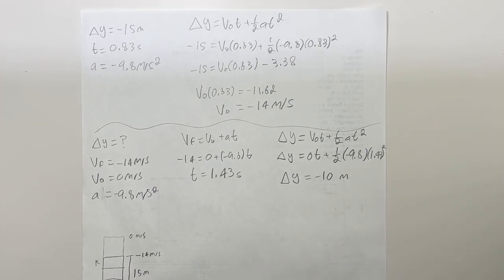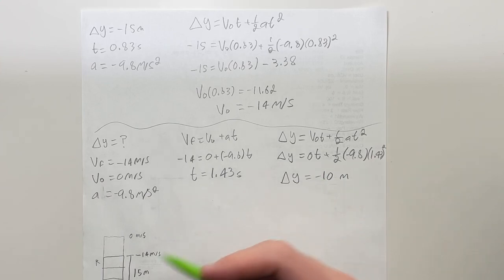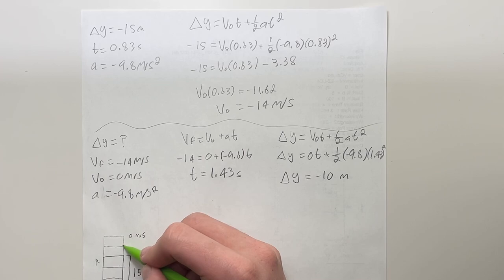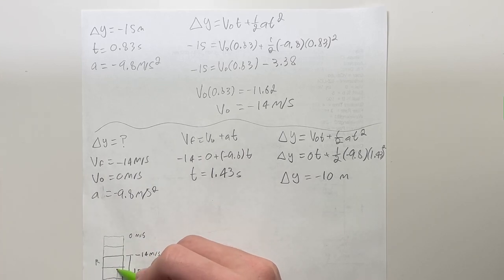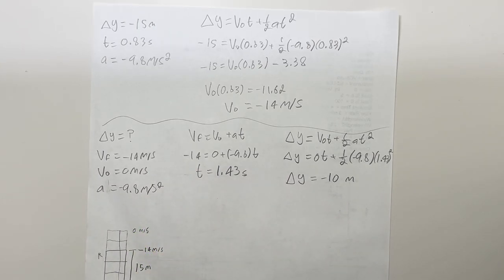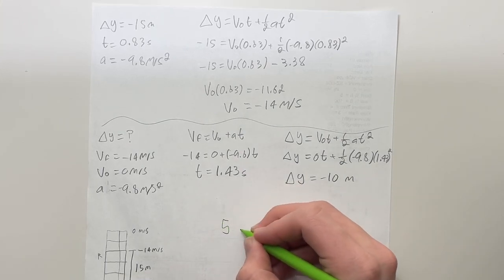So now we have 10 meters, but that doesn't quite give us how many floors above. So if each floor is 5 meters high, then that means that 10 meters is just going to be 2 floors. So this right here, 2 floors. So this is going to be 1, 2, 3, 4, 5. 5 floors is where it starts from and falls. And that is the answer to part B. So 5 floors high.